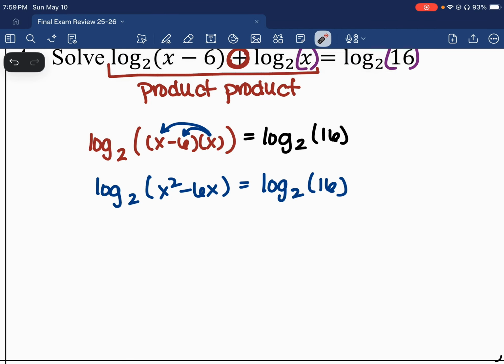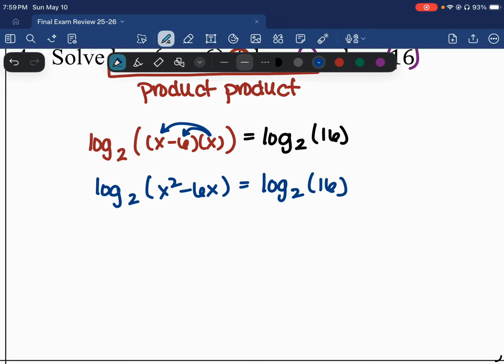So similar to the property of equality for exponents, we have a log base 2 that is supposed to be equal to another log base 2. So if those two numbers are equal, what that means is that these insides, the arguments of the logs, must also be the same. So simply, just like before, we can ignore the logarithms and focus on the arguments. x squared minus 6x equals 16, and solve the resulting equation.